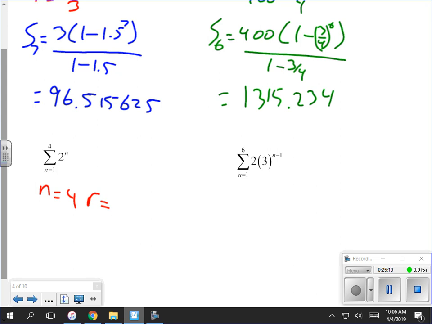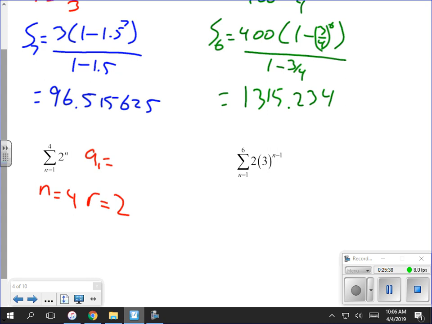R, I have 2 to the nth power. So 2 is the base of my exponent. So that's what my R is. My R is 2. The problem is, what is my first term? 4. Nope, my first term is not 4. My first term is 2.